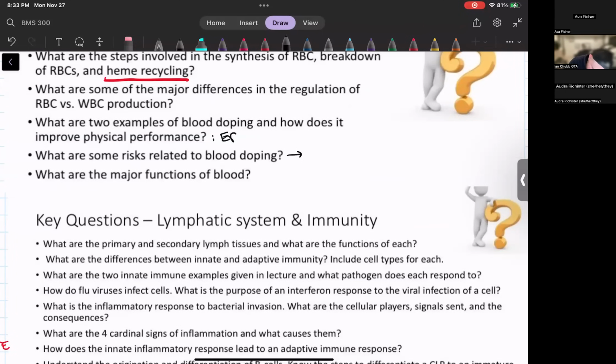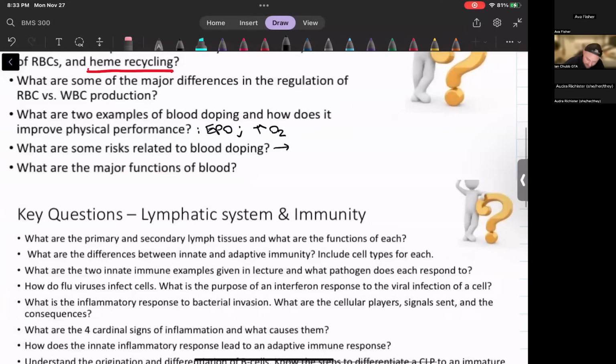So you can take synthetic EPO. This would obviously increase our O2 concentration in the blood. If we're getting more O2 within the blood, then we're able to actually get more to the actual tissue itself, which in turn gives your muscle more oxygen to work with when it comes to cellular respiration or cellular metabolism. But obviously there are higher risks looking at that.